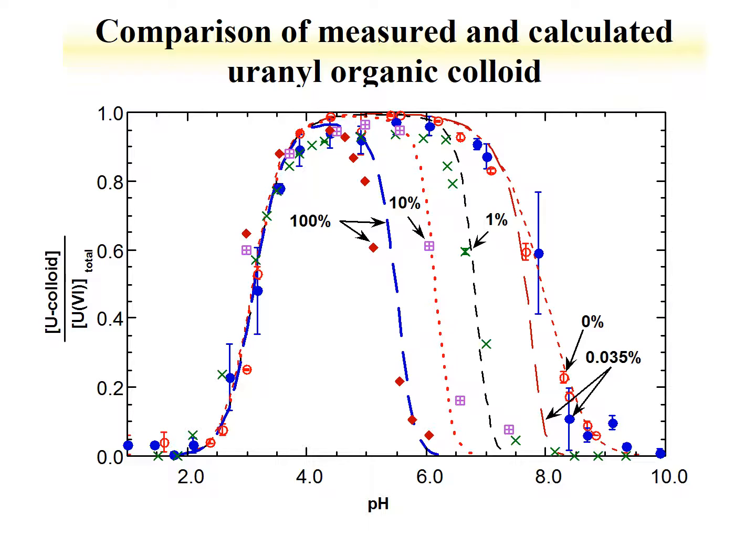One can also use the data to evaluate the amount of organic matter, colloids, that would be present. So we've used the summation of all the uranium colloids to look at the complexation and formation of uranium colloid as a function of CO2 partial pressure. And what we see here is that there's a noticeable impact of CO2 partial pressure. We go from 100% to 0%. We see that the amount of colloid at higher pHs increases if there's no carbonate present.